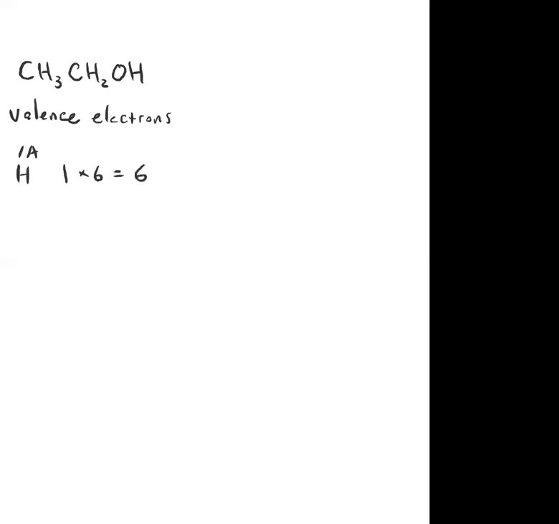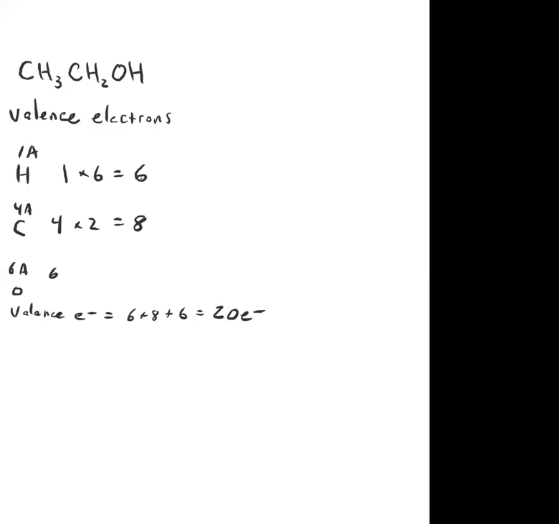You also have carbon. Carbon is in group 4, so that's 4. But there's 2 carbons. So that's 8. And then there's 1 oxygen. Only 1. So now no charges, it's not plus minus, so we can add these up. So our valence electrons is 6 plus 8 plus 6. So is that 20? 20 electrons, okay? So that's really the first step, is counting the number of valence electrons.